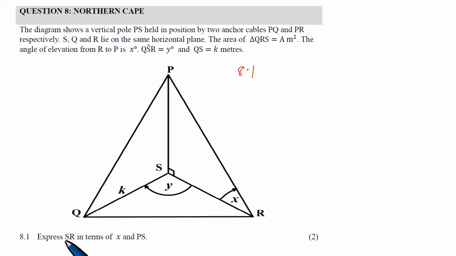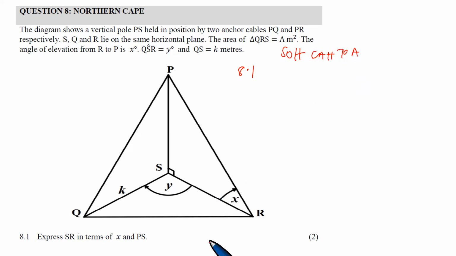Right, so we want to express SR. Where is SR? Here is S and here is R. In terms of the angle X, but also in terms of PS. Okay, so we can do that with ease. So we need SR, which is the adjacent side, adjacent to theta, but we also need PS, which is the opposite. So we recall that we are dealing with trigonometry. So SOHCAHTOA must come to our minds.